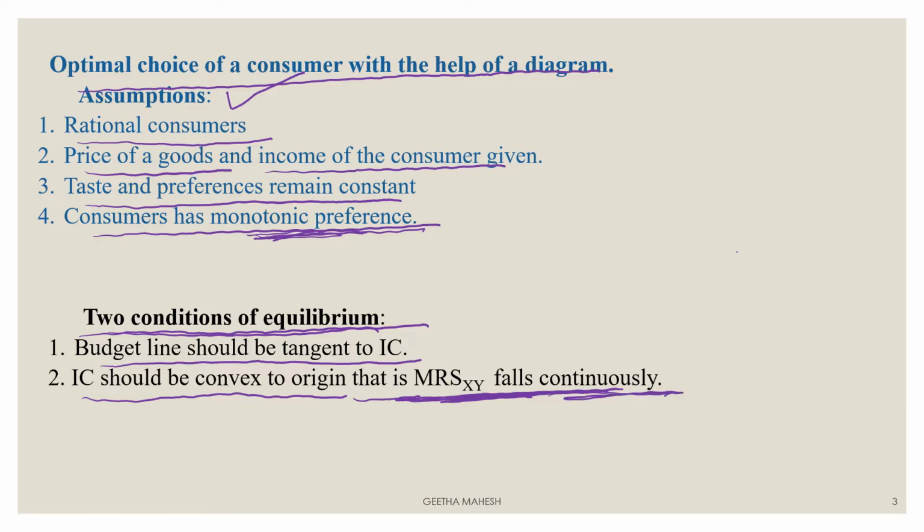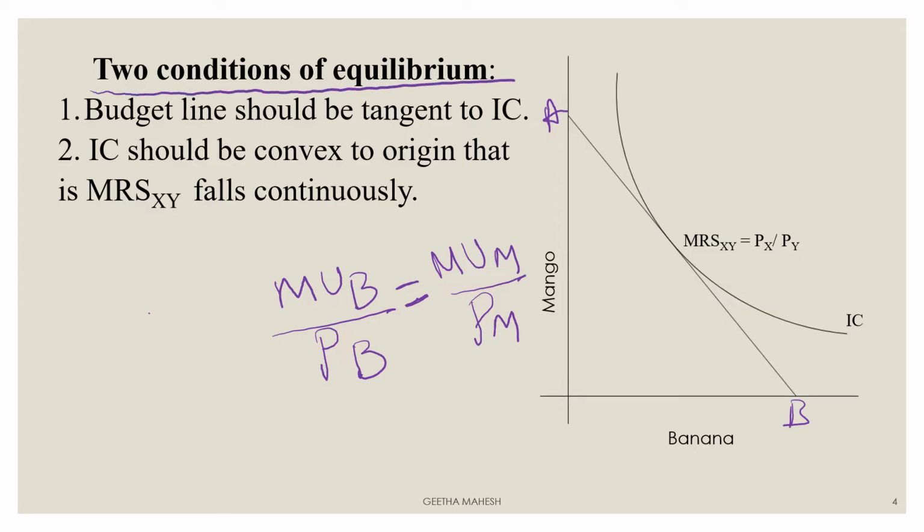falls continuously. Dear students, the two conditions of equilibrium can be understood in a better manner with the help of a diagram. First one is budget line should be tangent to IC. You can see here AB budget line is tangent to IC curve at this point. This indicates that the marginal rate of substitution denotes slope of IC curve, and Px by Py denotes slope of price line or budget line. So at this point, AB line, budget line, is tangent to IC curve. It means that the slope of both budget line and IC curve is the same.